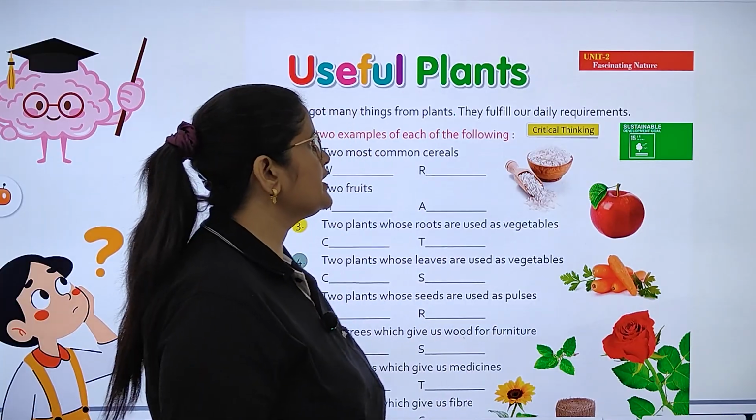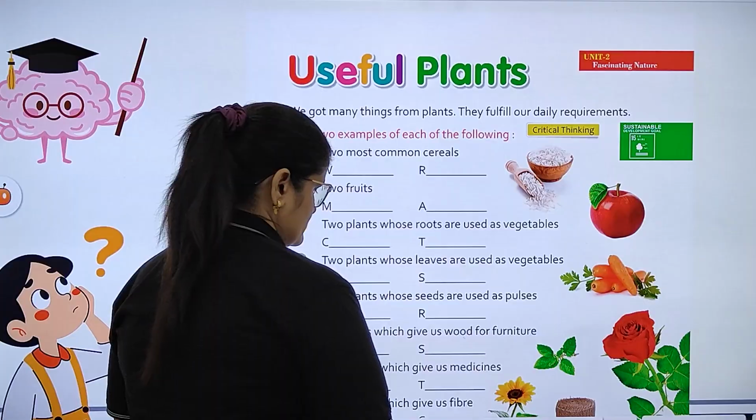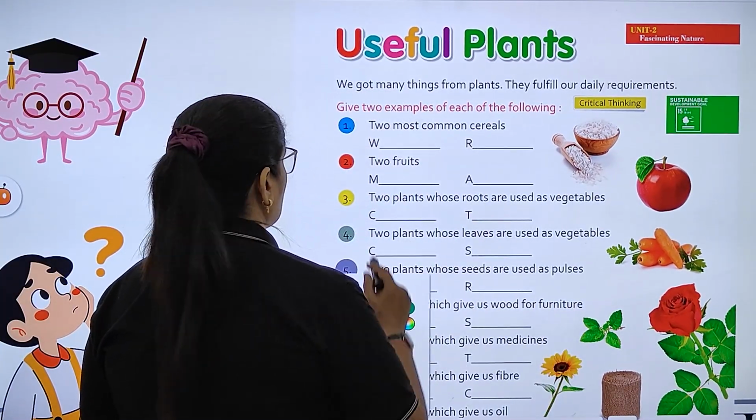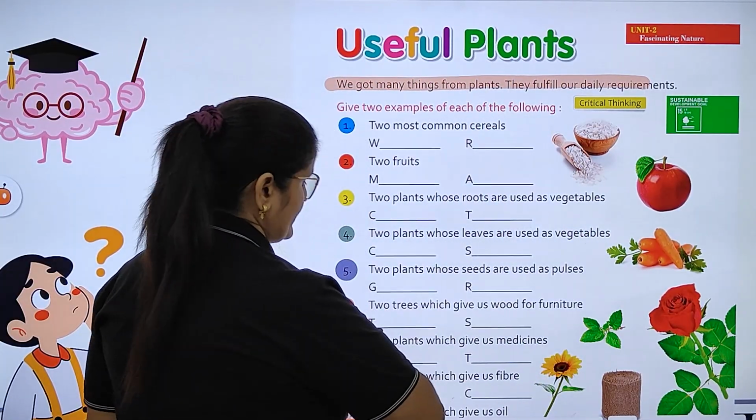Today, let me start GK Unit 2, Fascinating Nature. Useful Plants. The chapter is Useful Plants. So, let me start. We get many things from plants, they fulfill our daily requirements.